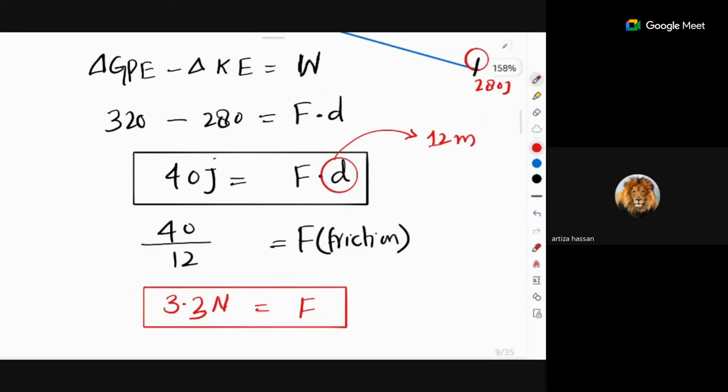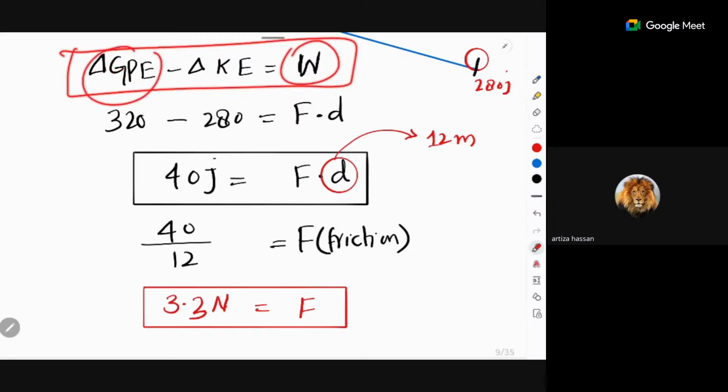So where did we leave? What was the last point? You people got it? Yes. Okay, let's move on back. I was telling you that basically this 40 joules is the work done against friction, and this is basically the W. Okay, let's start from here.